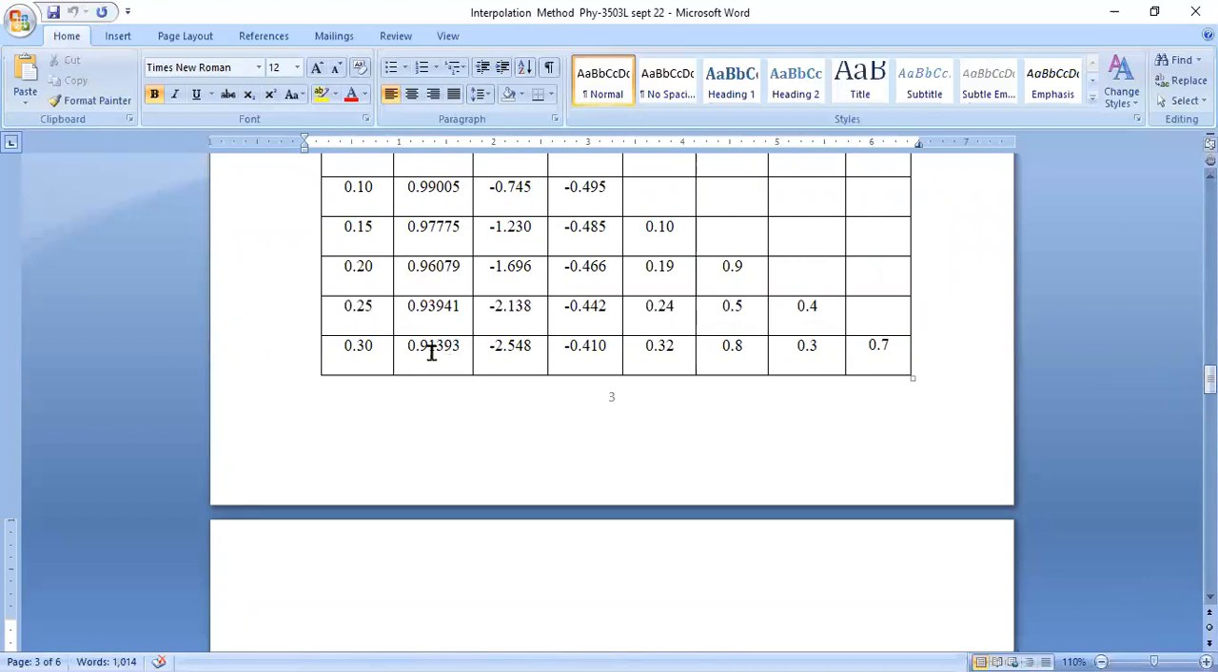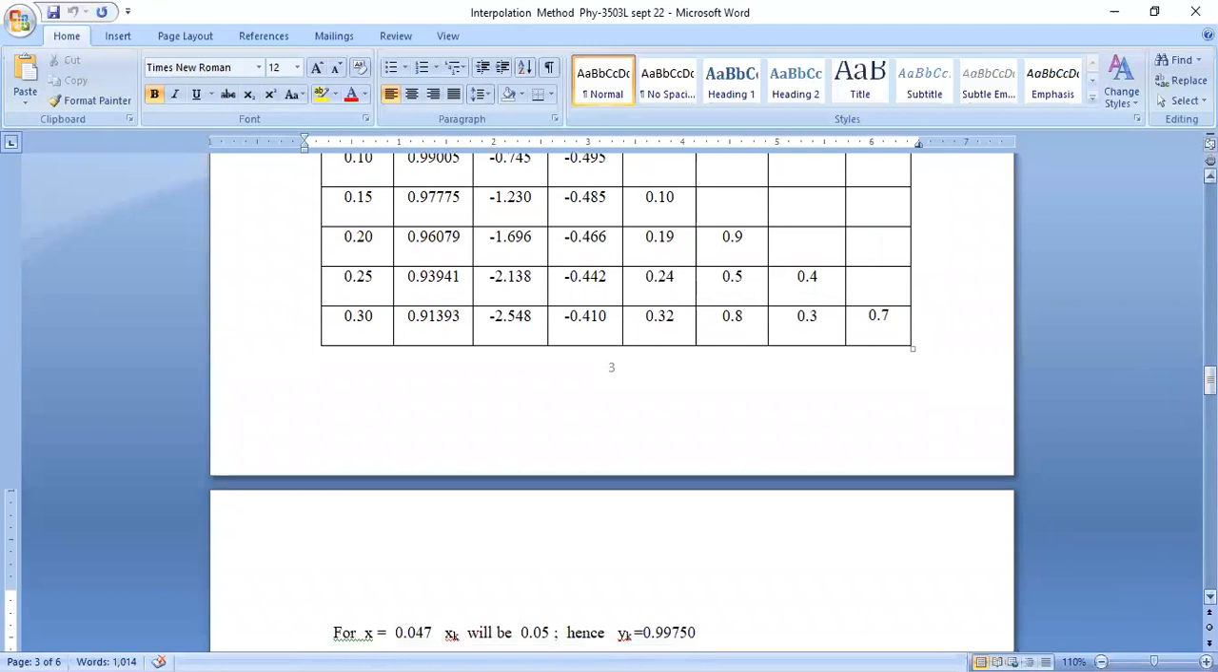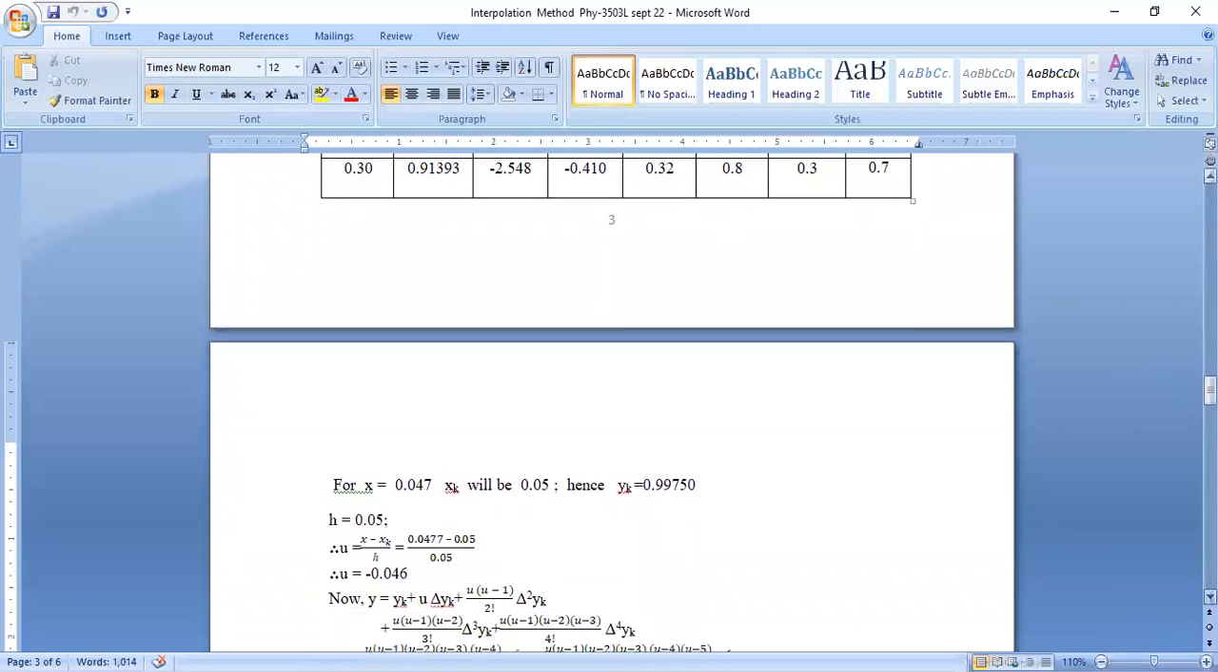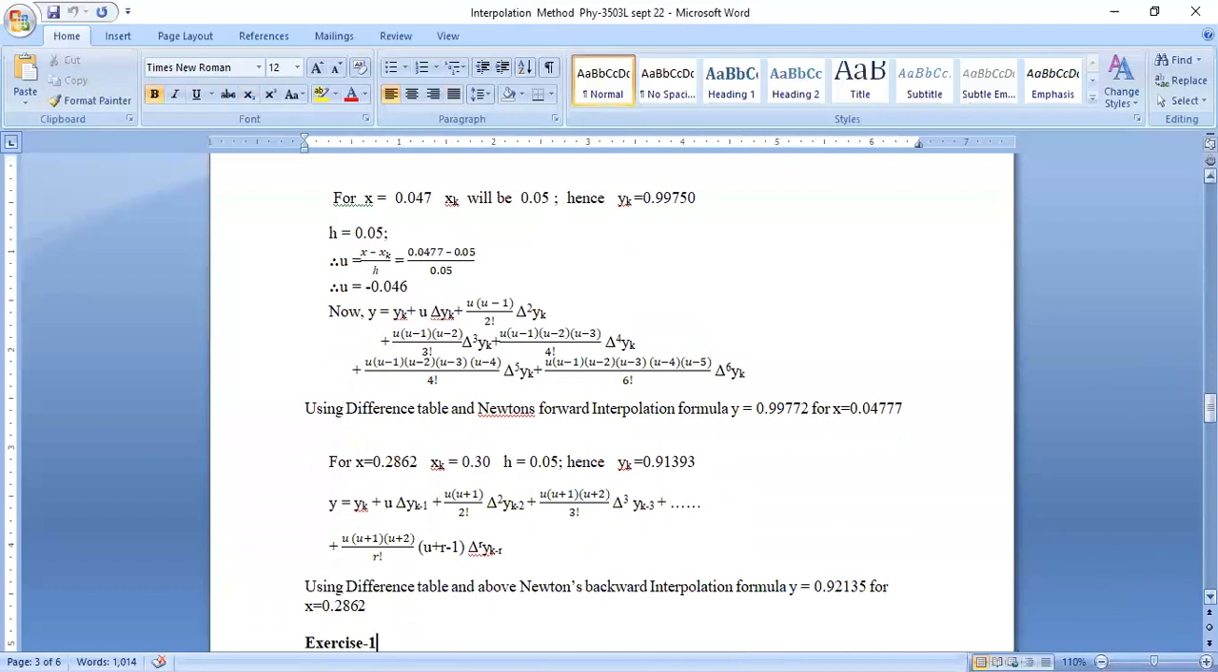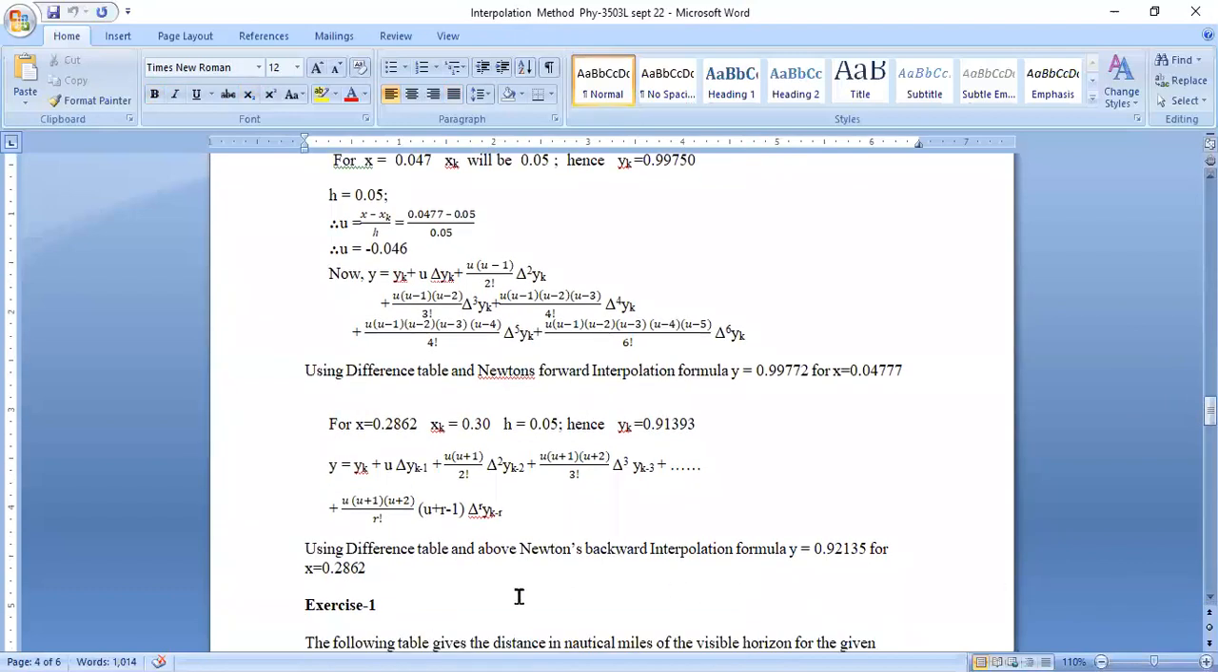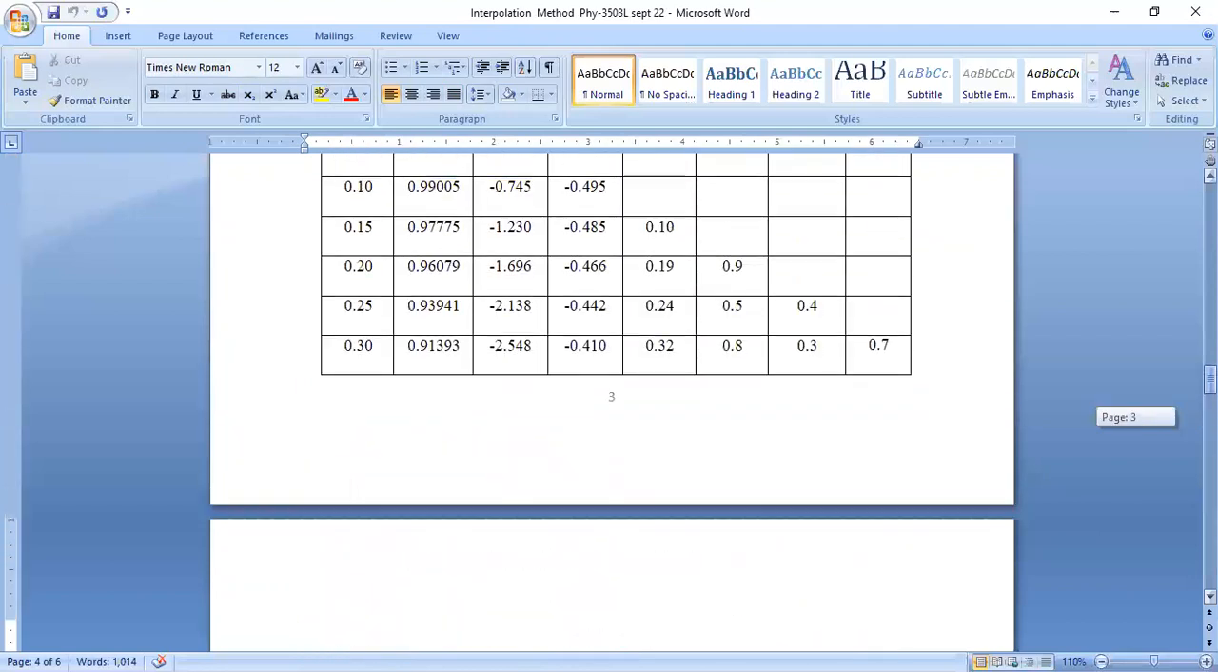Right, 0.3, 0.91393 is the value of xk, and for 0.28, which we are getting, point y, I'm getting 0.92135. You can see that 0.92135 is slightly greater than 0.91393.